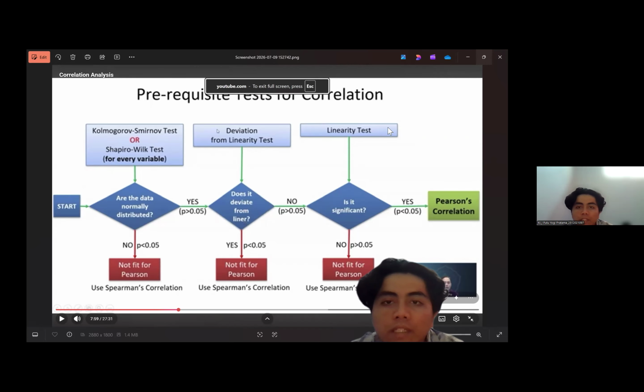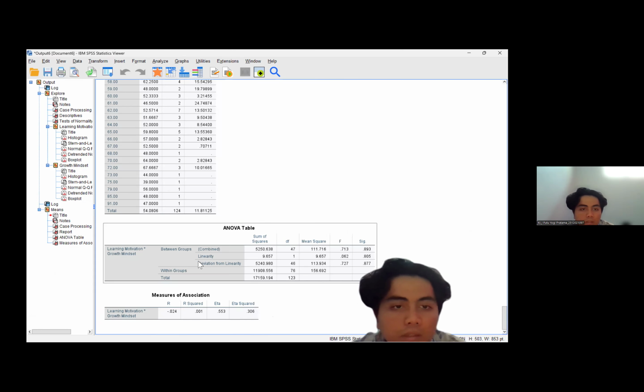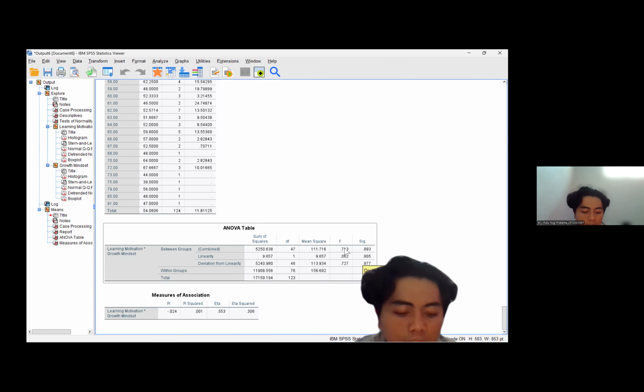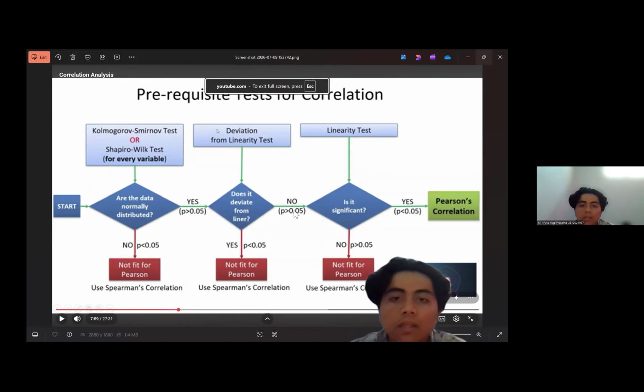Then we move to the linearity test. Is it significant? We see the significance value is, I'm sorry, 0.805. So it means that the data is not significantly linear because the p-value is above 0.05. So it did not fulfill the Pearson correlation assumption, and we need to use the Spearman correlation.